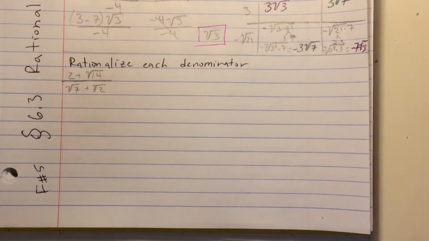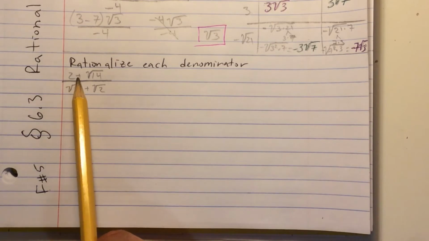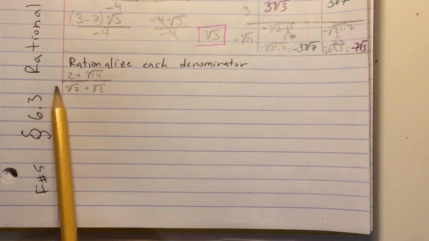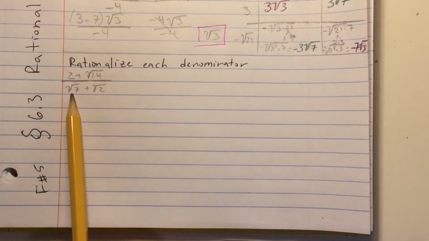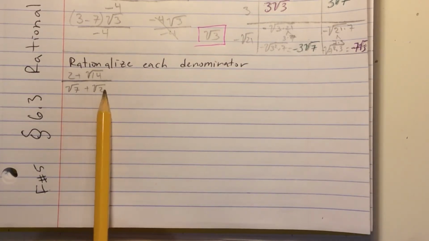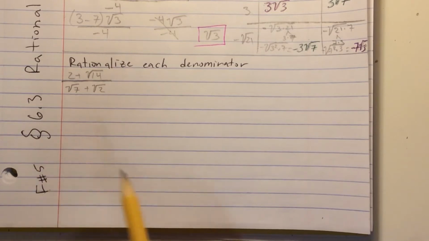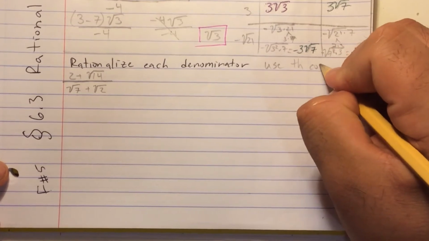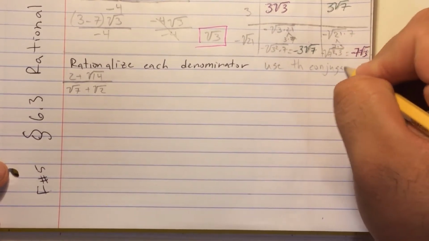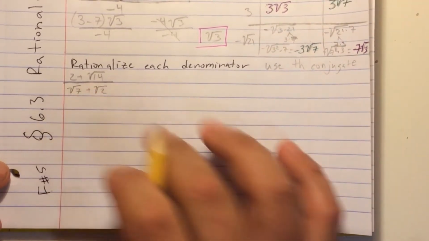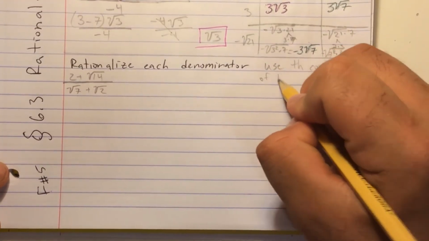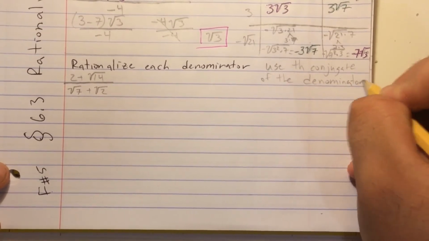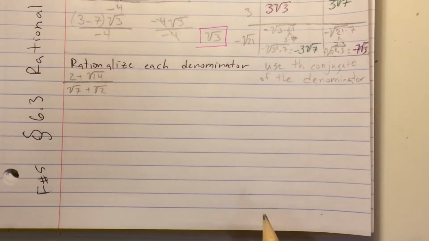Alright, so for this one we have 2 times square root of 14 over our square root of 7 plus square root of 2. So same thing, we're going to use the conjugate because that's how we're going to rationalize the denominator. So of the denominator. Make sure it's of the denominator, okay?